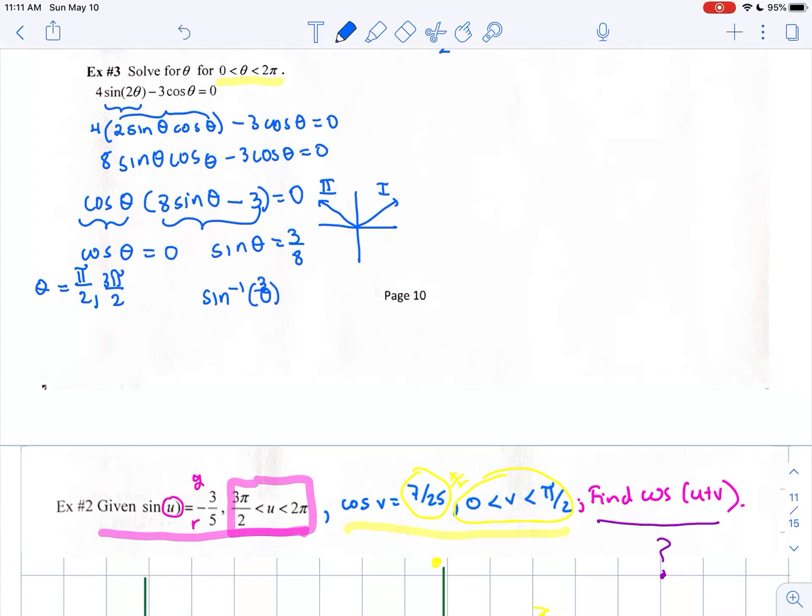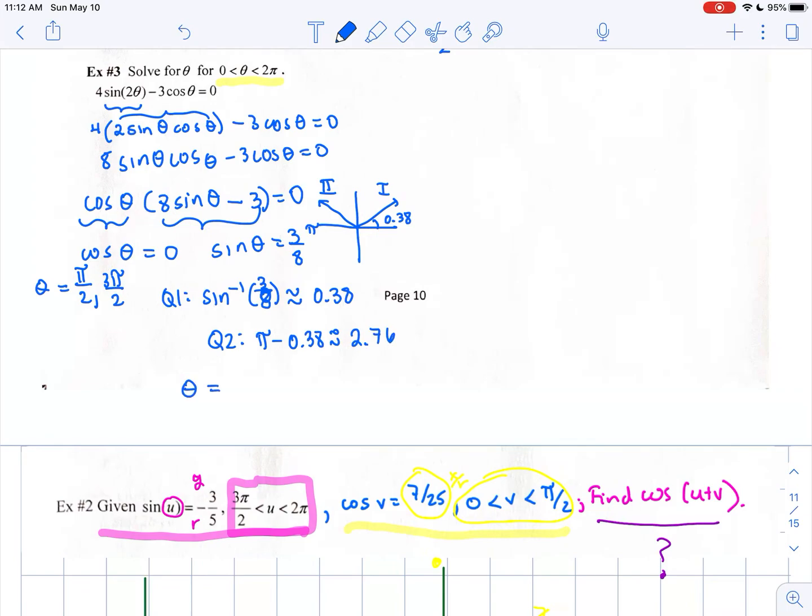So I do inverse sine of 3/8 on my calculator, which should get me approximately 0.38. So that's the angle measure in radians. That's one of my solutions. The other solution is 0.38 away from pi. We're in radian mode, so pi is 3.14. In quadrant 2, I would take pi and subtract 0.38 to get approximately 2.76.